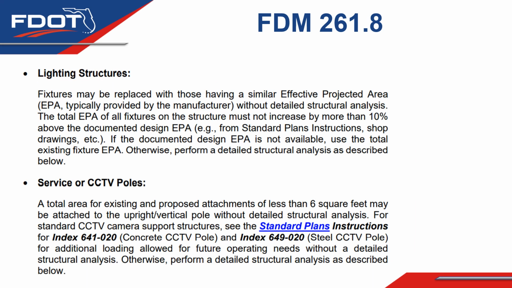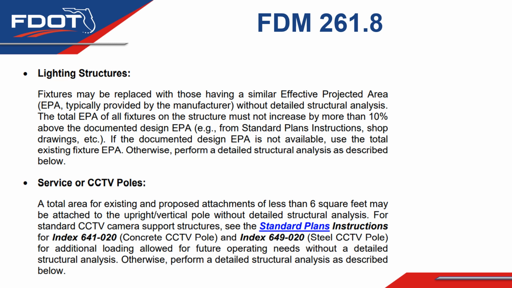Okay, let's continue with this section. We have a bulleted list of the various types of ancillary structures and specific allowances for each type of structure that is specialized. These items have been thought through to determine what should be allowed without a detailed structural analysis.